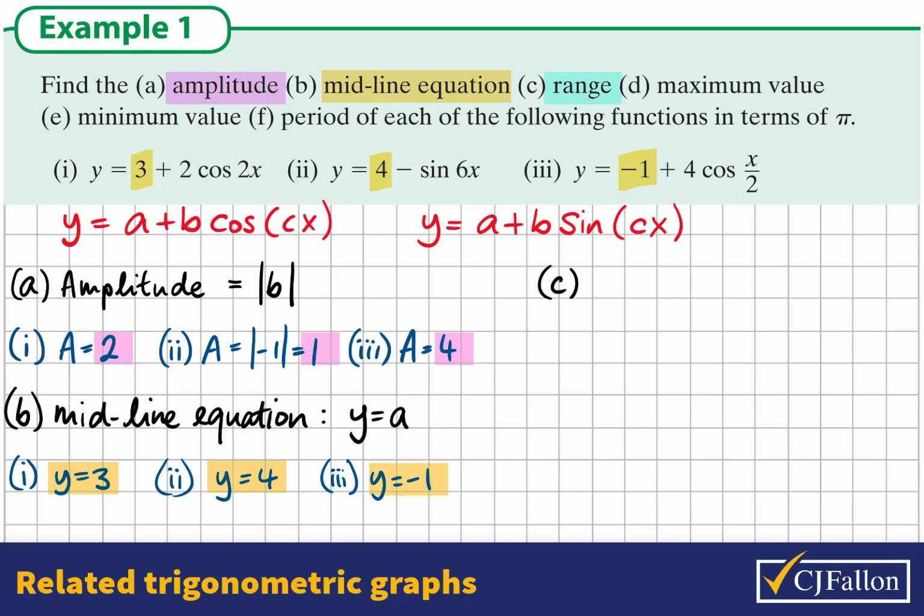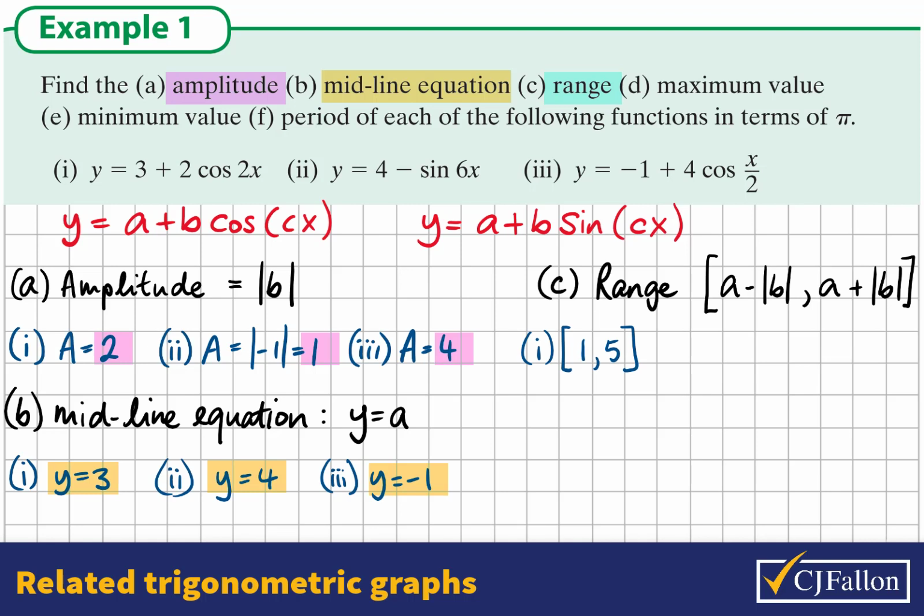The next question, we're asked for the range. The range relates to the midline equation and the amplitude. So the range is the midline equation minus the amplitude and the midline equation plus the amplitude. The amplitude is, remember, the size of b. So we have them worked out here already. So in the first question, the range is going to be 3 minus 2, which is 1, and 3 plus 2, which is 5.